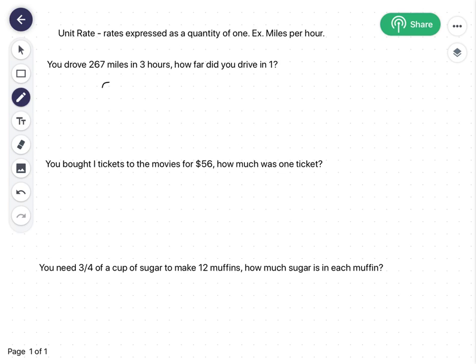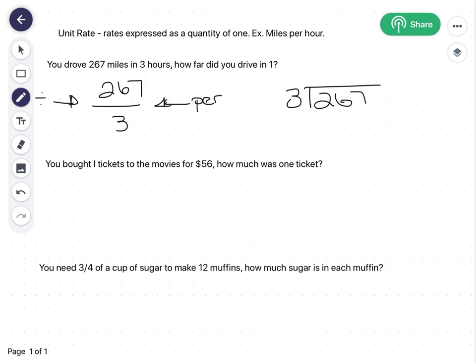So if we went 267 miles per 3 hours, this division sign is also a symbol for the word per. So if we went 267 per 3 hours, we would just do 267 divided by 3. That's what this means as well. It means to divide. So 267 divided by 3. 3 is a denominator. It goes on the outside, 267.